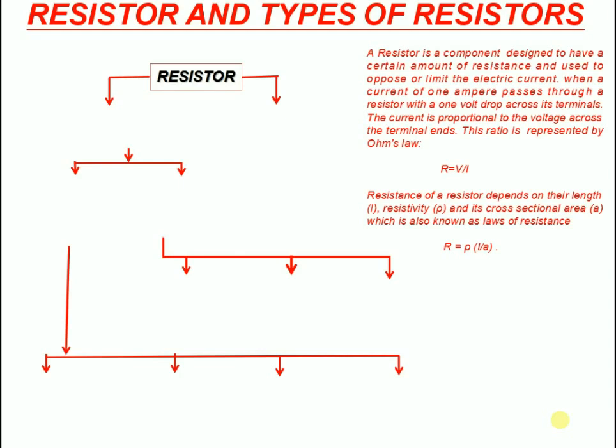Resistors are classified into two types. First one is linear resistors. Those resistors whose values change with the applied voltage and temperature are called linear resistors. In other words, a resistor whose current value is directly proportional to the applied voltage is known as a linear resistor.